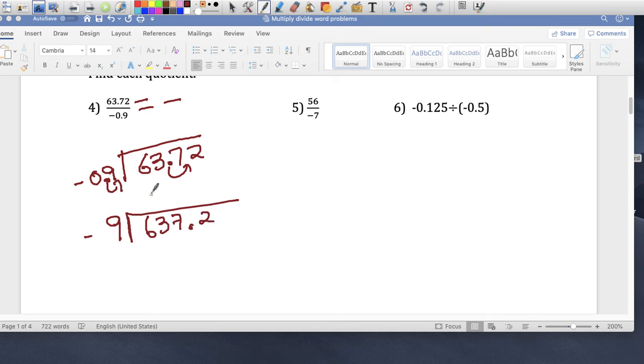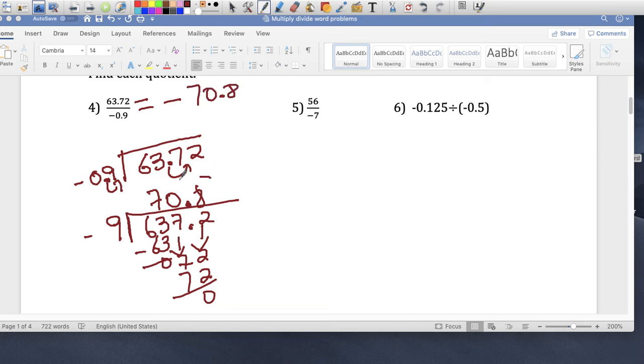Can 9 go into 63? Yes, 7 times. So 63, 0. Bring the 7 down. Can 9 go into 7? No, we cannot, so I'm going to put a 0 over here. Bring the decimal up, and then let's bring the 2. Can 9 go into 72? Yes, 8 times, which is 72, and that's going to give us 0. So final answer is negative 70.8, which is right here.